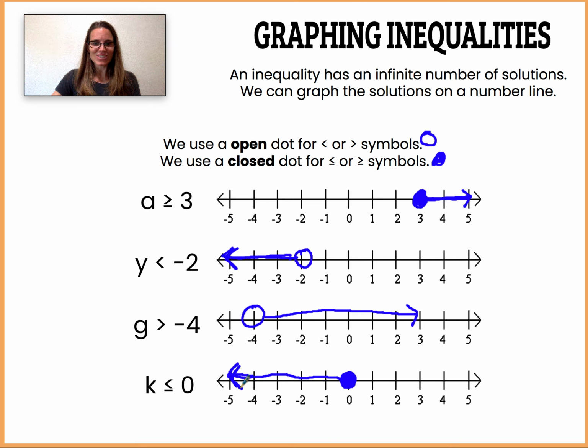What I would like you to notice is that as long as this variable is on the left and the numbers are on the right, my inequality symbol matches up with my arrow. So greater than matches with my arrow, less than matches with my arrow, greater than matches with my arrow, less than matches with my arrow. This has to have the variable on the left to work, however. So the inequality statement tells you the direction of the arrow. Equal sign, closed dot; no equal sign, open dot.